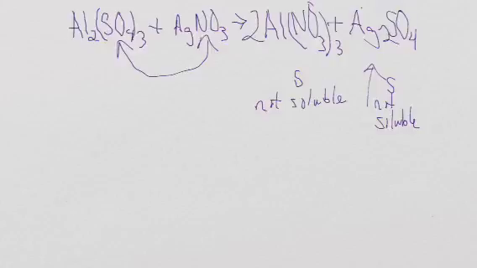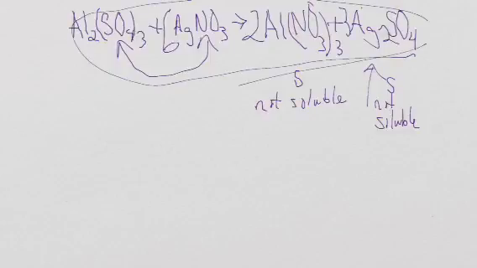Looks like I need 2 aluminums. Makes 6 nitrates, which makes 3 silvers. 3 times 2, I guess, is 6 silvers and 3 sulfates. I think that's balanced. And then that equation is done. So there's our answer. I hope this helps with double replacement reactions.